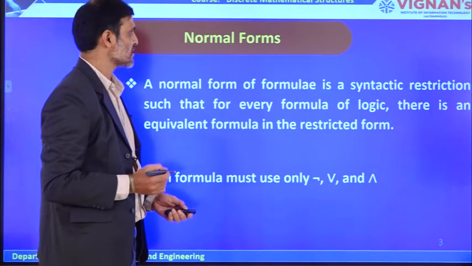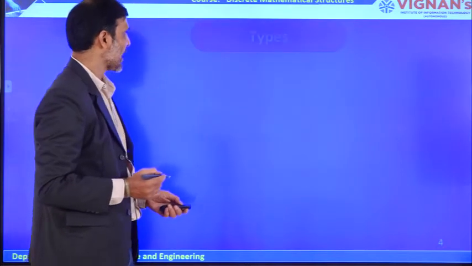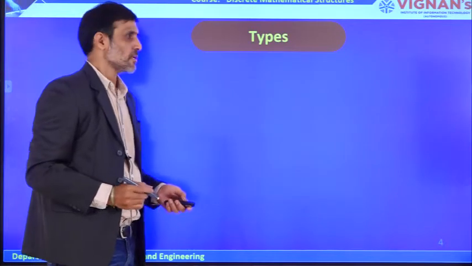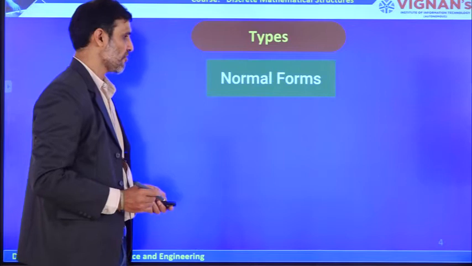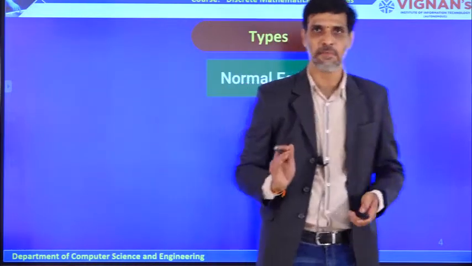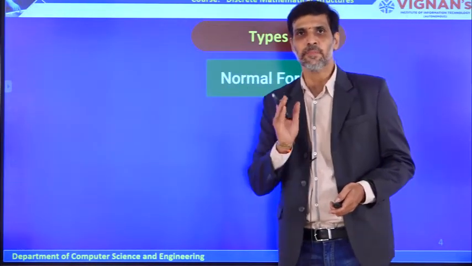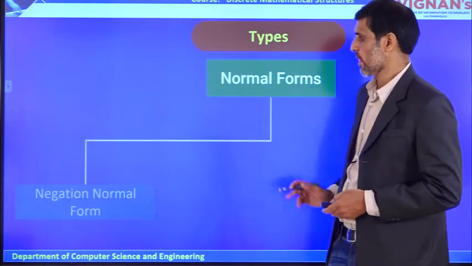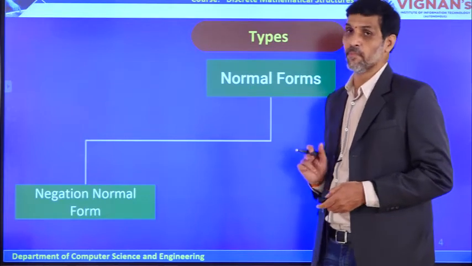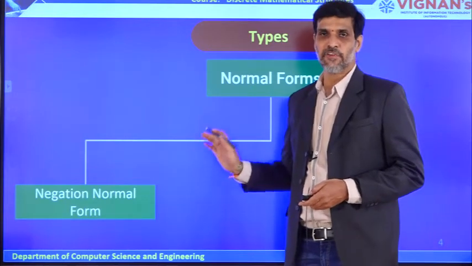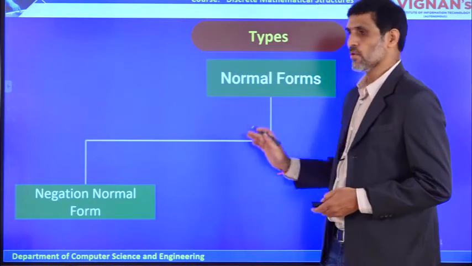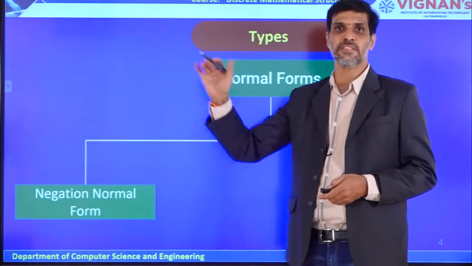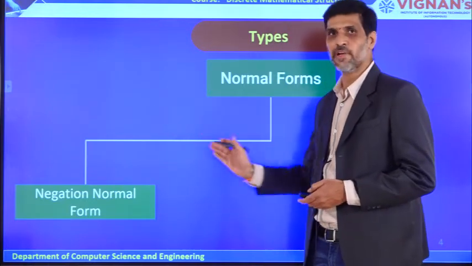Now let us discuss the types of normal forms. What are the different types of normal forms? This is the classification. The normal forms are classified into three basic types. The first one is called negation normal form. It is the simplest form, and we will do some applications on this. How do we convert the given sentence into the negation normal form? We will discuss.